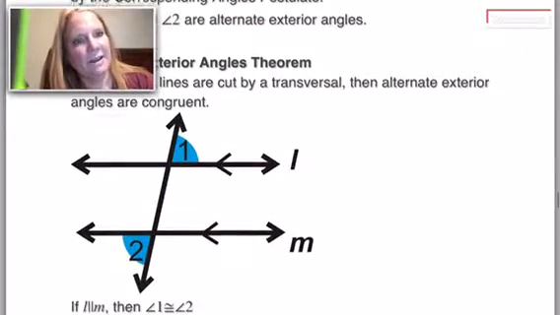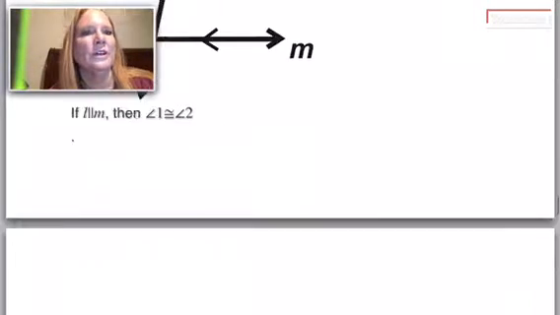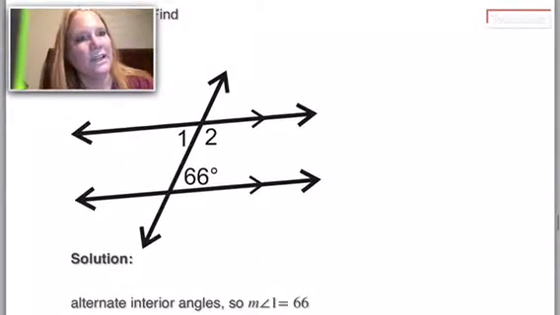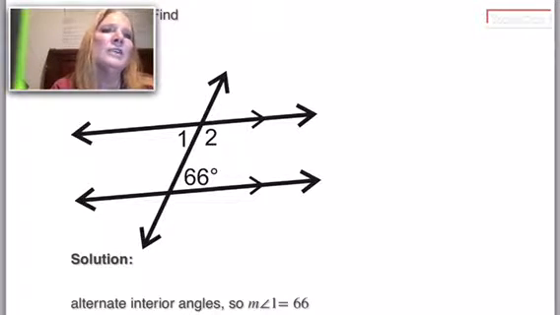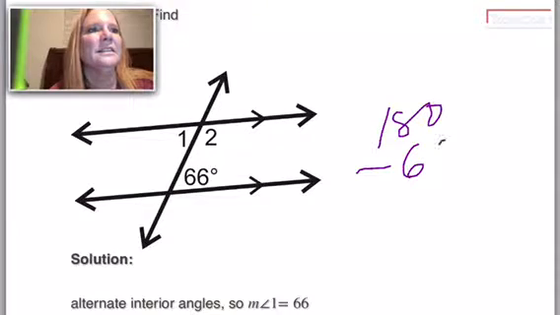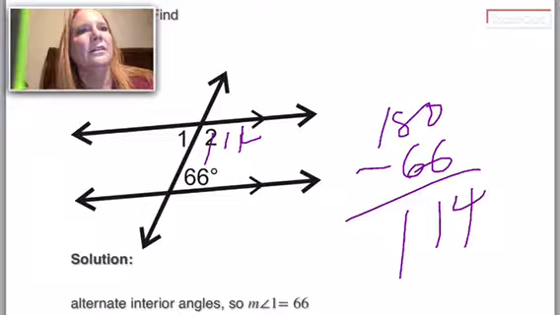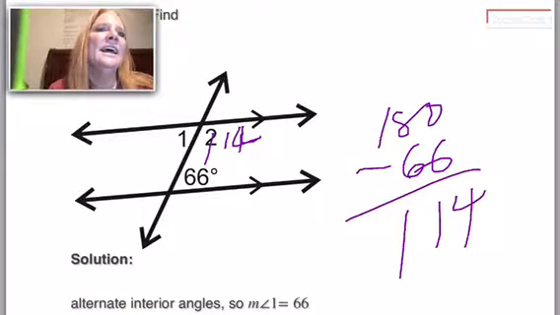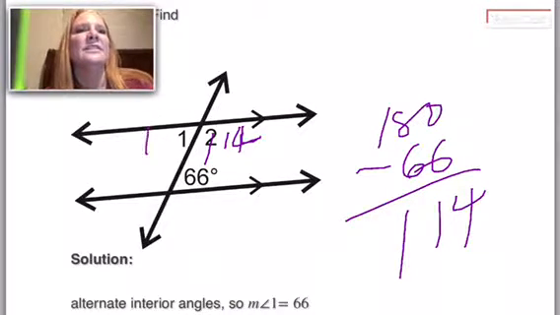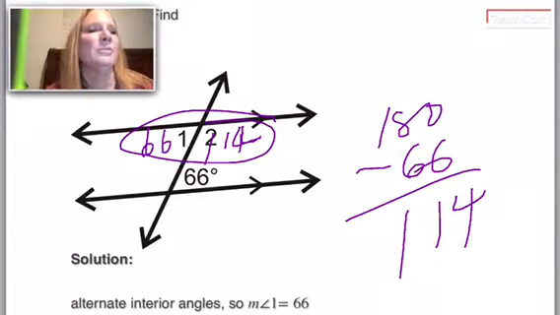A lot of these are the same ideas. Here we have alternate exterior angles. Those are also congruent. And then we have same side interior. Now, same side interior angles are not congruent, but they are supplemental. And so we know that to get the measure of angle 2, we can simply do 180 minus 66, and we get 114. And then angle 1 is 66 because they're alternate interior, or these two form a linear pair.